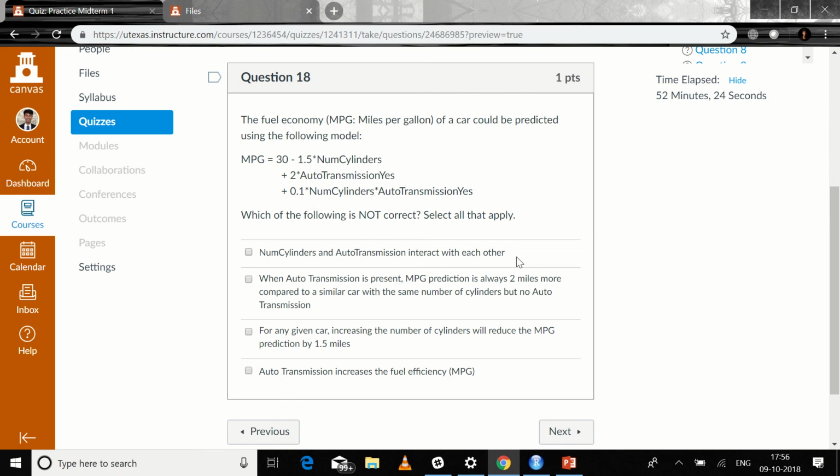So select all that apply. Number of cylinders and auto transmission interact with each other. Would you agree? Is it the right answer or is it not? They do interact with each other. So you're not supposed to take that, right?